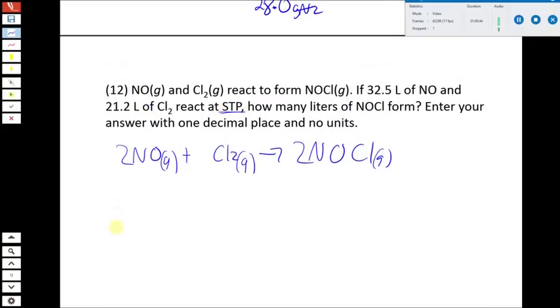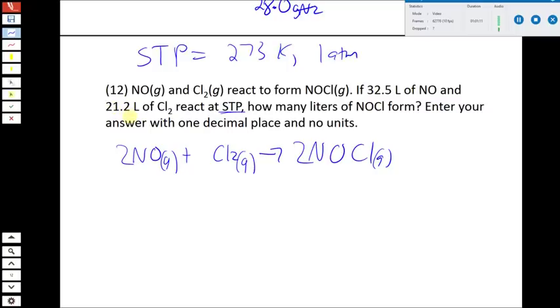So I think I failed to introduce this in class, I keep forgetting to do this, but I think you've all seen it by now. STP is standard temperature and pressure, which is 273 Kelvin and 1 atmosphere of pressure. So anytime you see STP, that means that's the temperature and that's the pressure. So make sure we're aware of that. In this problem, we tell you that we have 32.5 liters of NO and 21.2 liters of Cl2.